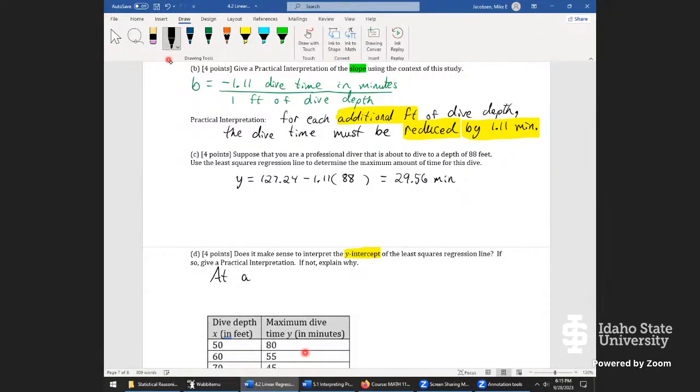At a y-intercept, x would be 0. And what is x? Well, its unit is in feet. So it'd be at 0 feet. Well, would that make sense to folks in this context, having 0 feet?